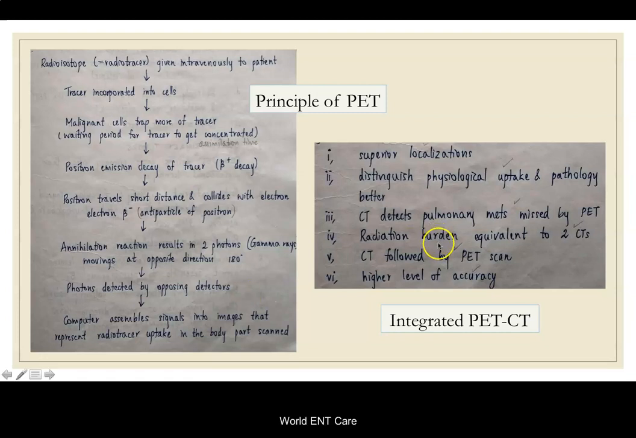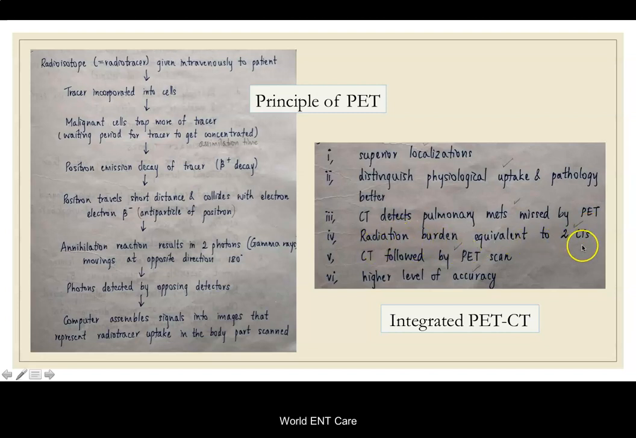So, we frequently integrate PET scan with the CT scan. The advantages of integrating the PET scan with CT scan are that you have superior localization. CT always gives you better bony and other anatomy, right? So integration of PET with CT gives you superior localization. It can distinguish between physiological and pathological uptake better, because after a CT scan you have some idea where the pathology is. So now if you integrate it with PET, you know where physiological uptake is and where pathological uptake is. The difference is better. CT detects pulmonary metastases which are missed by PET scans.